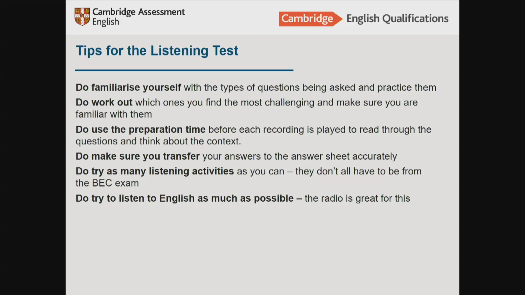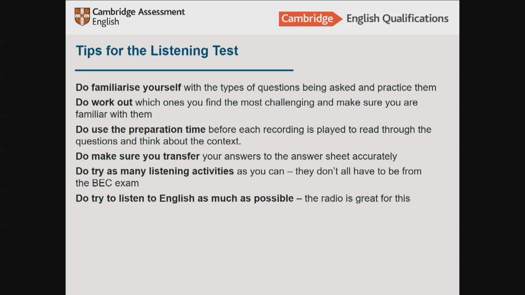In the listening test, you have to transfer all your answers from the listening booklet onto the answer sheet. It's really important that you know how to do this effectively, because the last thing that you want to do is to answer questions correctly, but then fail because you haven't transferred them onto the answer sheet correctly.